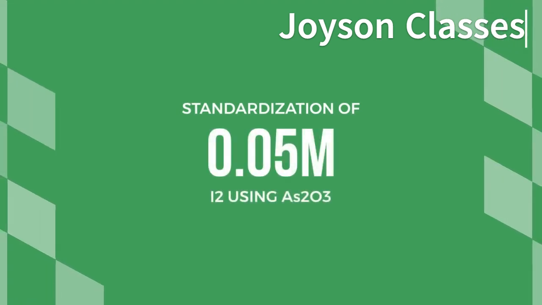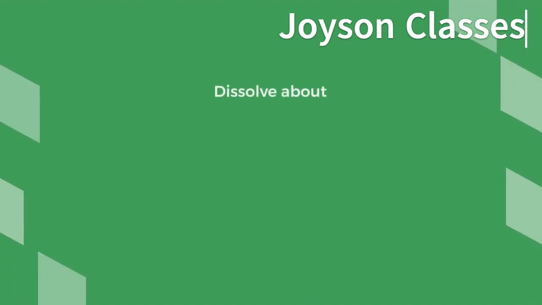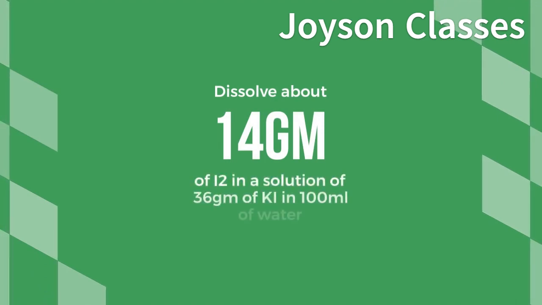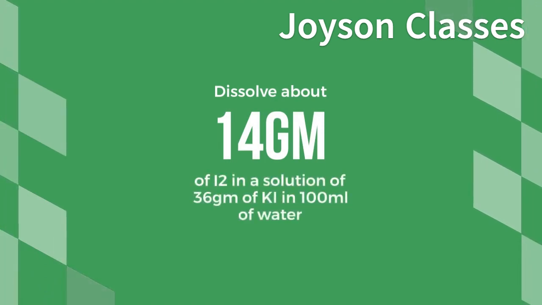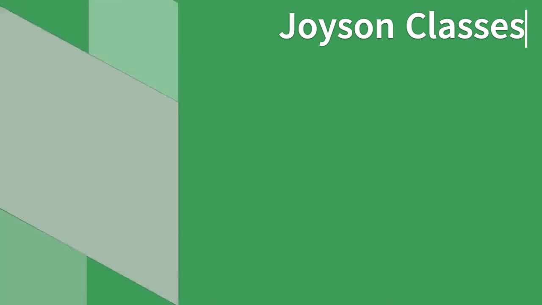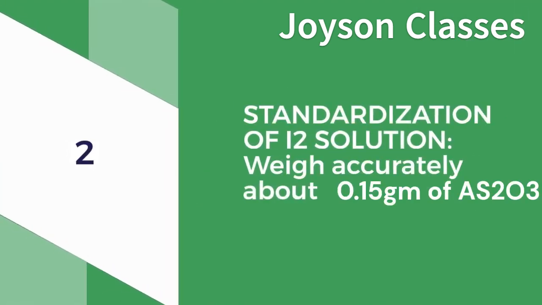Standardization of 0.05 M I2 using Na2S2O3. First, prepare the solution: dissolve about 14 gm of I2 in a solution of 36 gm of KI in 100 milliliters of water. Second, standardization of the I2 solution.